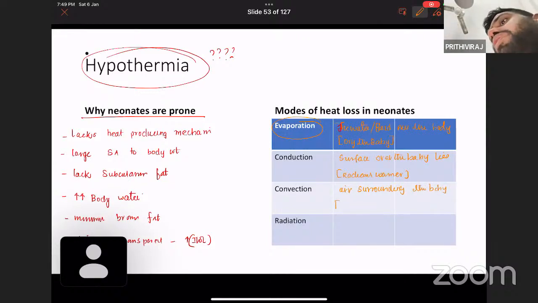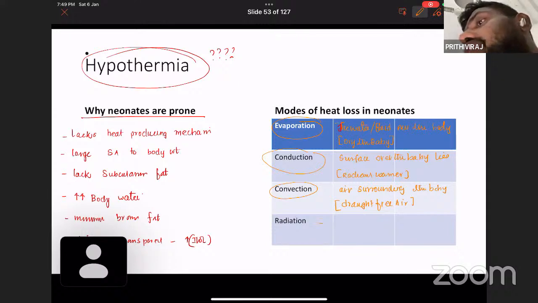Hence, the delivery room temperature is set at 26 to 28 degrees Celsius and it should be draught free. There must be no air. You have to switch off your fan, switch off the AC, and the delivery room and newborn corner should be free from draughts. Then you will prevent this convection. So what is radiation? Radiation means the child will lose heat from the parts that are not in contact. So it is loss of heat from the part which is not in contact with the surface.